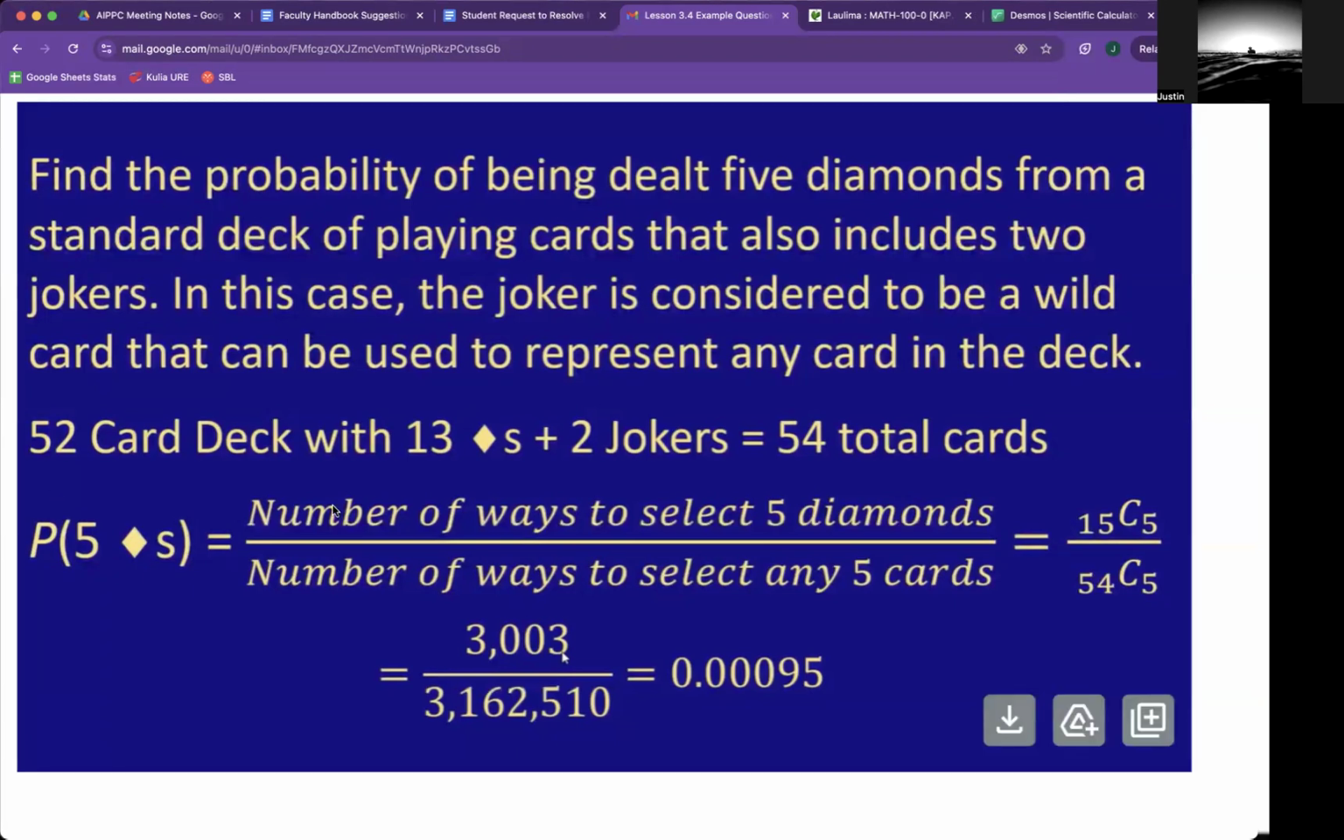So the probability is going to be the number of ways to select five diamonds, which is going to be 15 choose five instead of 13 choose five, because you have 15 cards that could be considered diamonds. And the number of ways to select any five cards is 54 choose five. So the numerator is 15 choose five, the denominator is 54 choose five. But that's not really the issue. The issue is with the display.